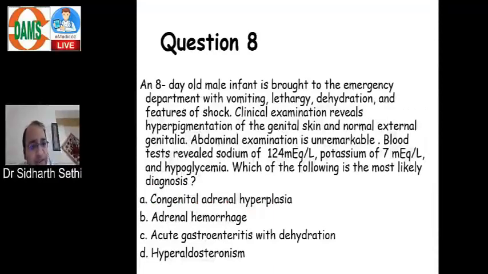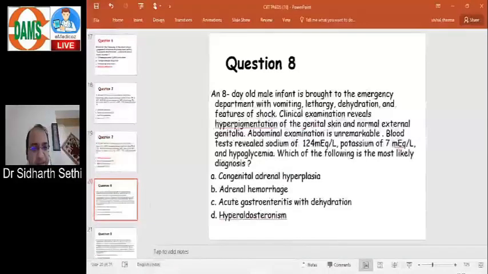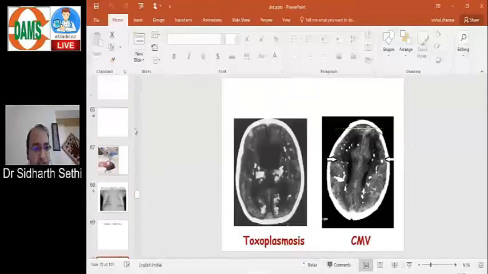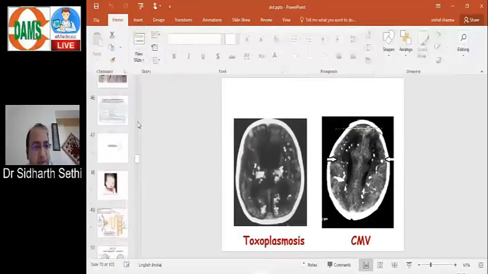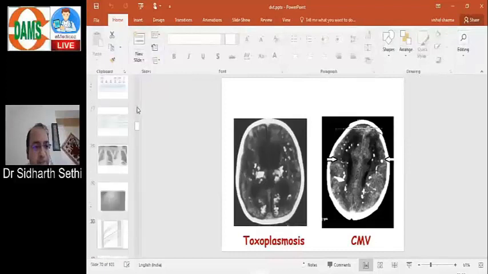Now the next question is a very important question for exams. I can bet every exam, every NEET PG will have a question on this. You have a child who comes to you with a salt wasting crisis and has hyperpigmentation of the genitalia. So remember, that's a classic CAH. All of you, please remember, in your exam you will definitely get a child with CAH.